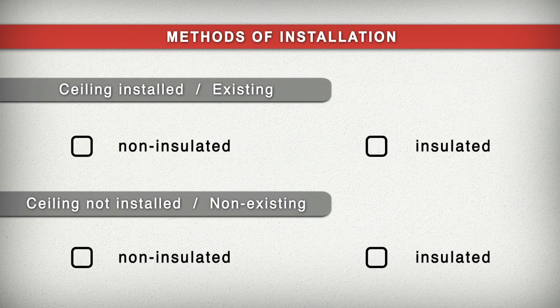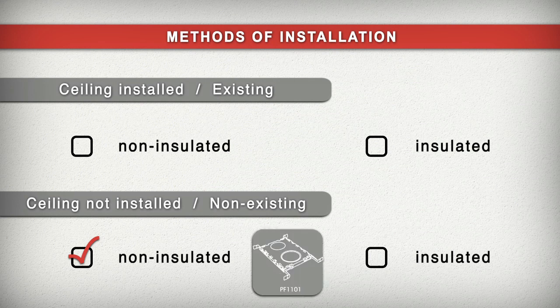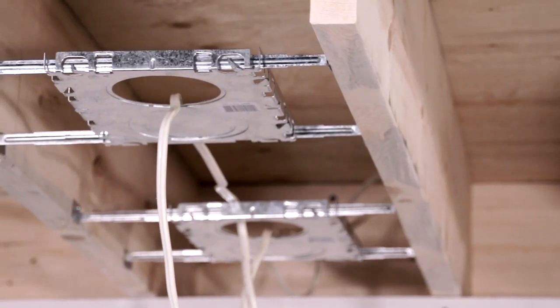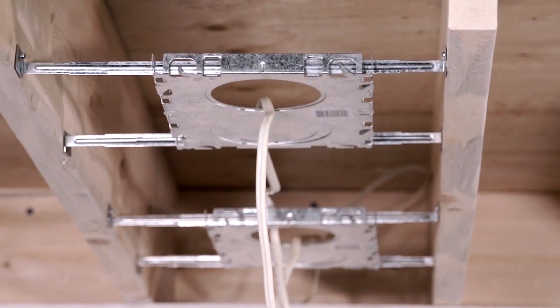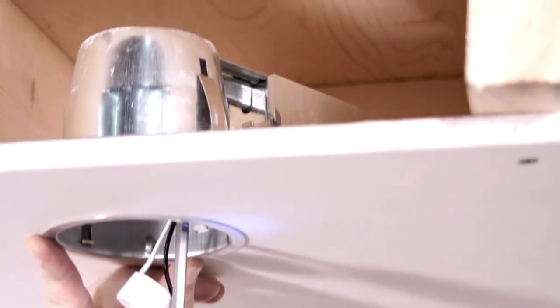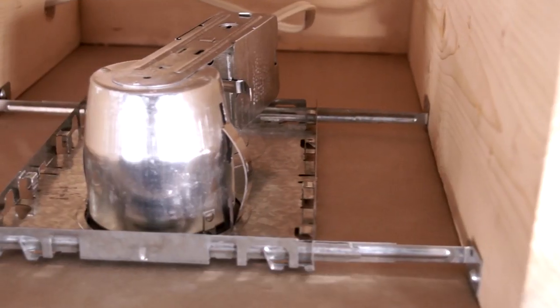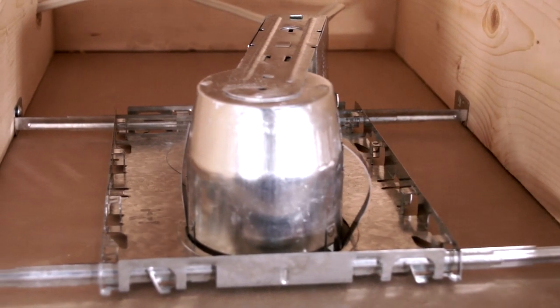Second scenario: you have a non-existing, non-insulated ceiling in a new construction or renovation context where the ceiling is not yet installed. In this case, we recommend the PF 1101 plaster frame. That will help locate where to install the fixtures and will also indicate where the ceiling openings have to be done once gypsum is installed.